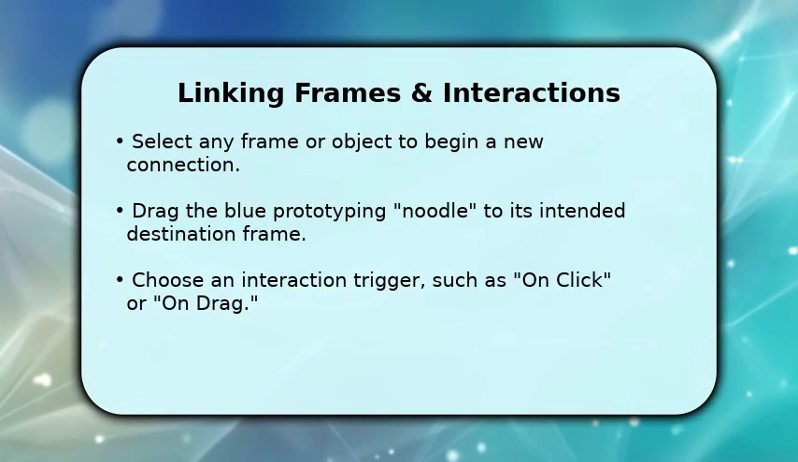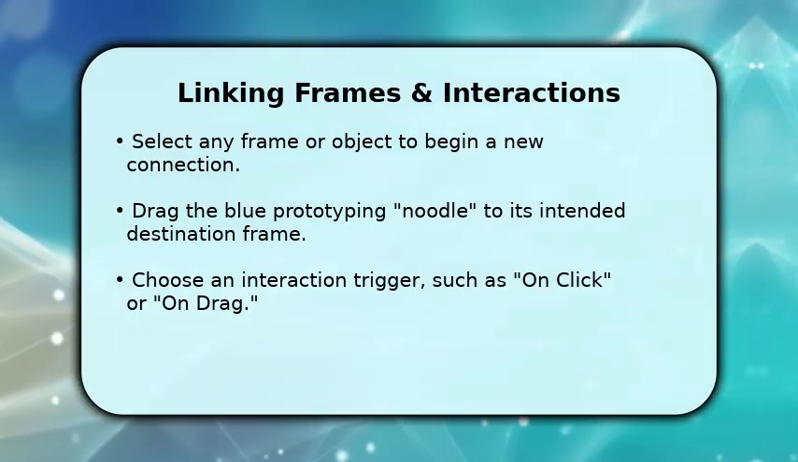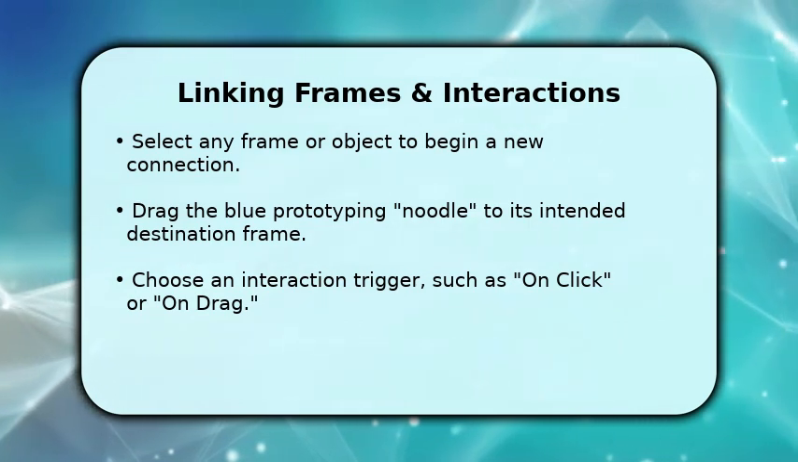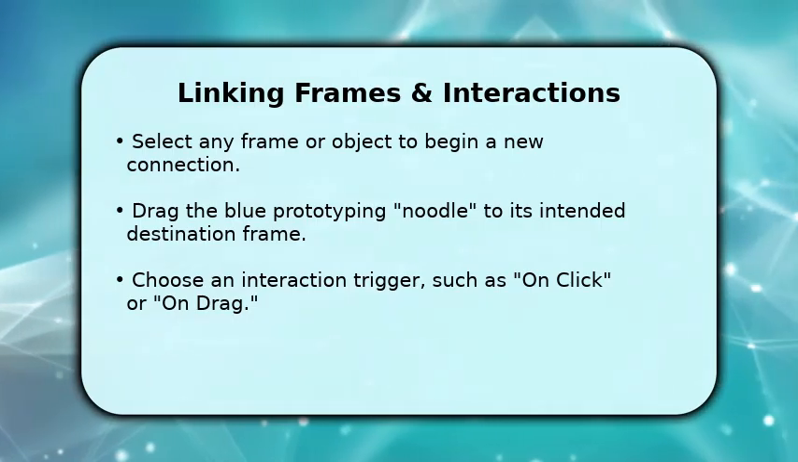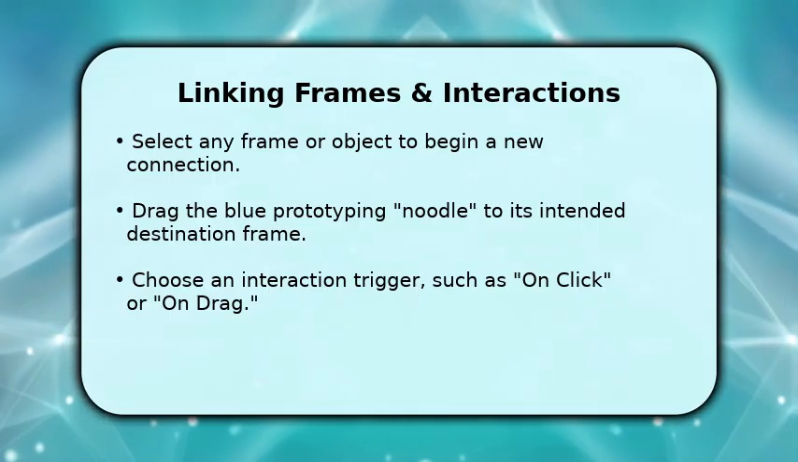To link frames, select an object or frame you want to make interactive. A small blue circle will appear on its right side. Click and drag this noodle to the frame you want it to navigate to. In the Interaction Details panel, choose your trigger, like OnClick, and the action, such as Navigate to.